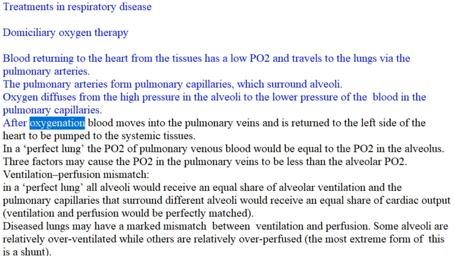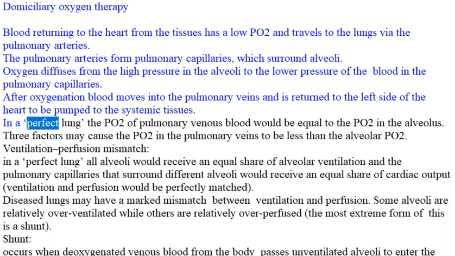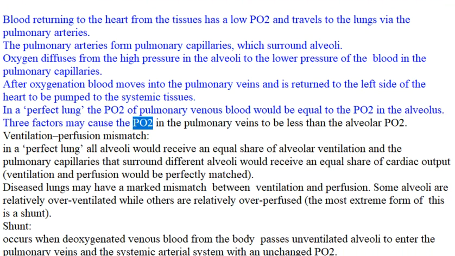After oxygenation, blood moves into the pulmonary veins and is returned to the left side of the heart to be pumped to the systemic tissues. In a perfect lung, the PO2 of pulmonary venous blood would be equal to the PO2 in the alveolus. Three factors may cause the PO2 in the pulmonary veins to be less than the alveolar PO2.